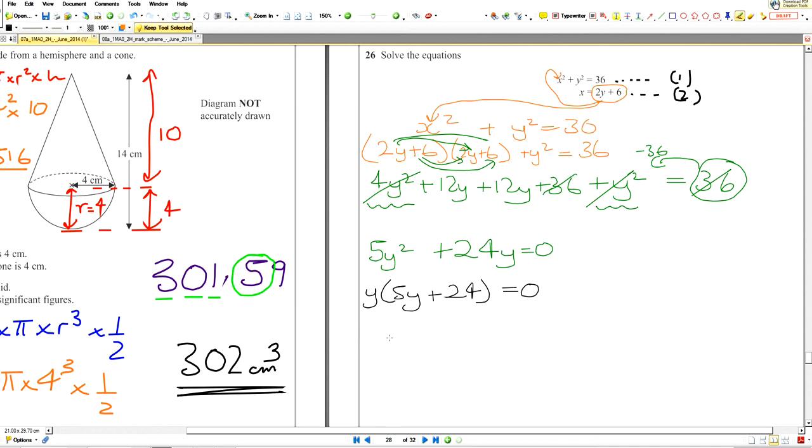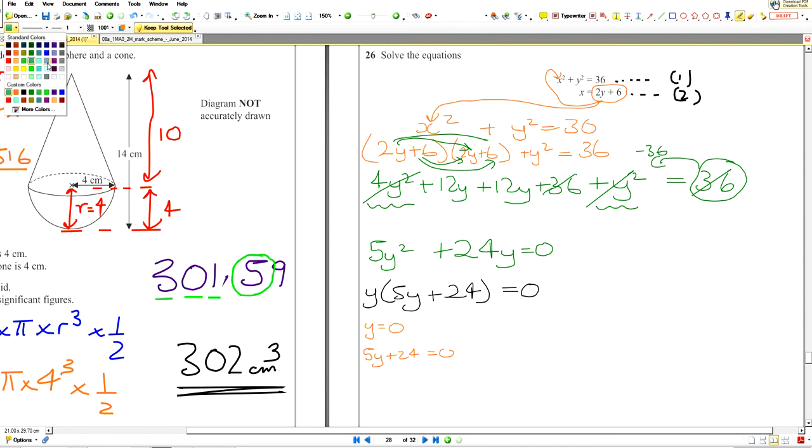Now, in order for us to solve this, we can say either the y outside is equal to 0, so that's one solution, because if you put 0 in here, 0 times anything will give you 0. The other solution is if you make the bracket equal to 0. So for that one, we have 5y plus 24 is equal to 0. So either this y is equal to 0 or the bracket is equal to 0. So let's work out what the possible value of y would be.